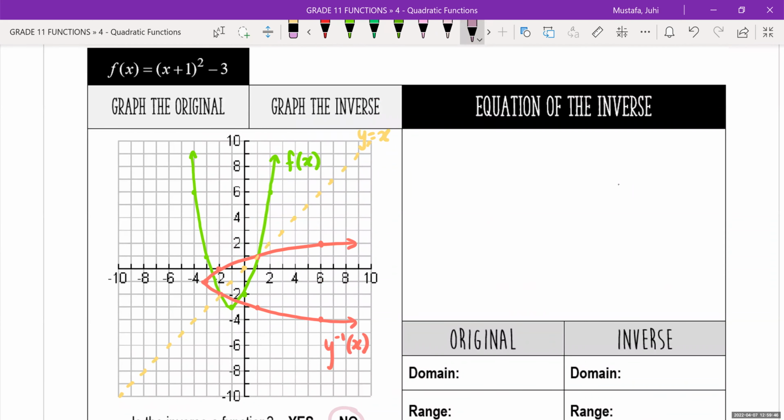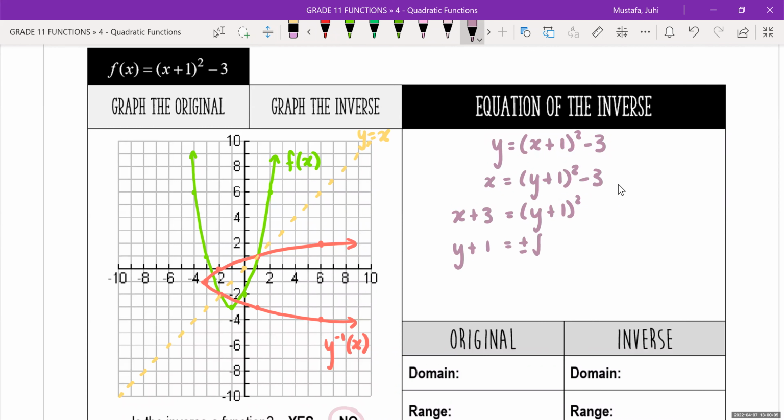So I'll do that here. y is equal to (x plus 1) squared minus 3. x is equal to (y plus 1) squared minus 3. x plus 3 is equal to (y plus 1) squared. I'm going to take the square root of both sides. So y plus 1 is equal to plus or minus root x plus 3. And I can just write it here. y is equal to plus or minus root x plus 3, minus 1.